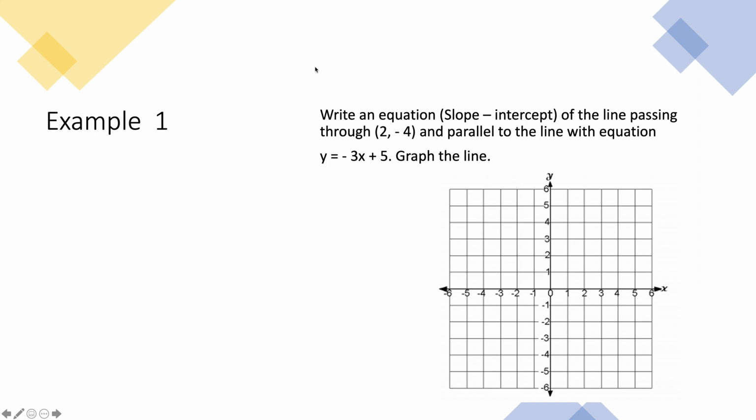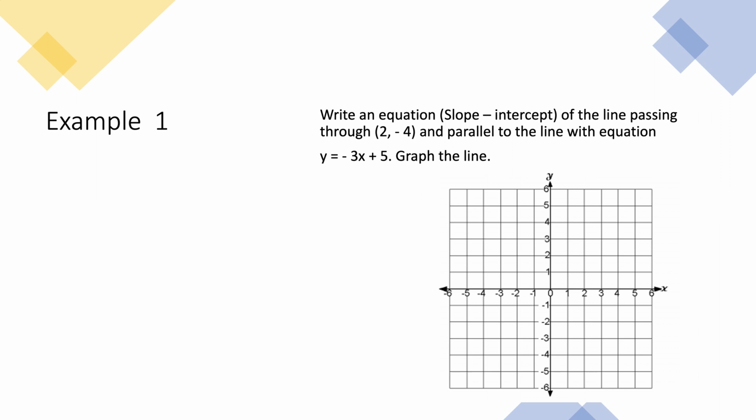Now we're going to discuss writing the equation of lines with parallel and perpendicular slopes. Okay, so here's our first example. Write an equation in slope-intercept form of the line passing through (2, -4) and parallel to the line with the equation y equals -3x plus 5.